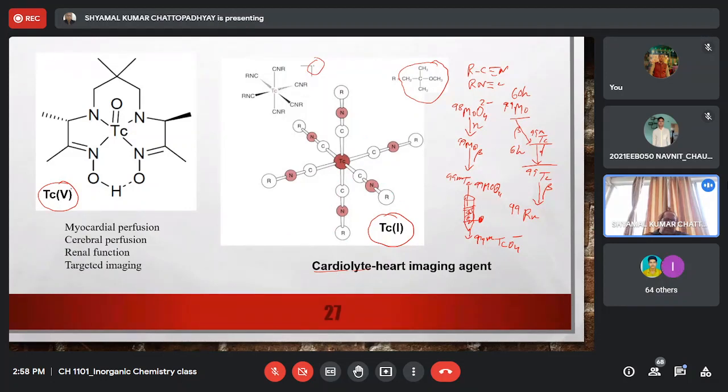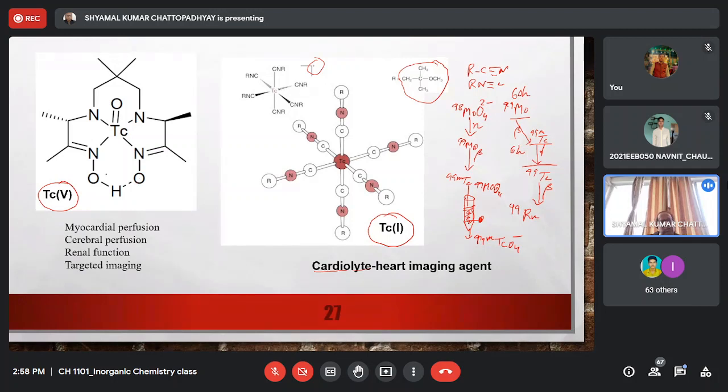Now on the other hand, you can prepare compounds of technetium in the +5 oxidation state also. In the +5 oxidation state, here technetium is coordinated to 4 nitrogen donor ligands and 1 oxo ligand, right? So you have technetium in the +5 oxidation state, because here there are hydrogens which are deprotonated and one oxime hydrogen is also deprotonated. So 2 + 1 is 3, + 1 is 4, + 1 is 5 coordination.